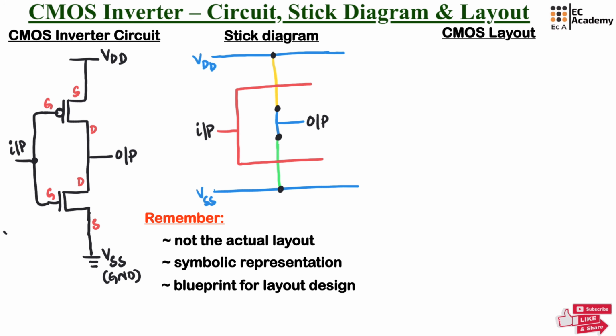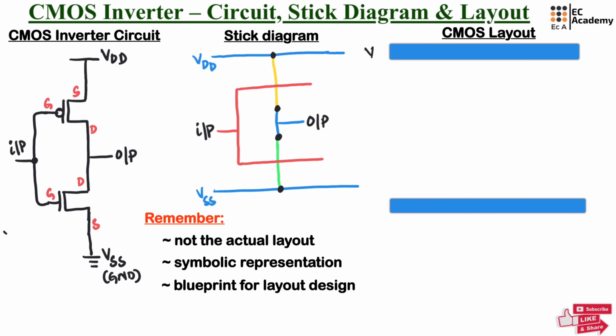To draw the layout, you can use the same concept of stick diagram and you can represent it using different regions. So here each region is represented by a rectangular layer that represents the real fabrication layer. Now let us represent VDD and VSS using blue rectangle. So here VDD and VSS are represented using metal.